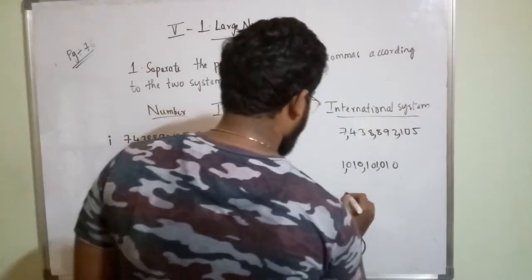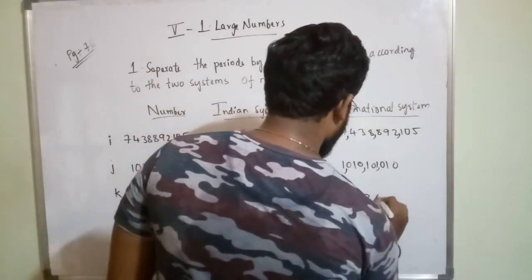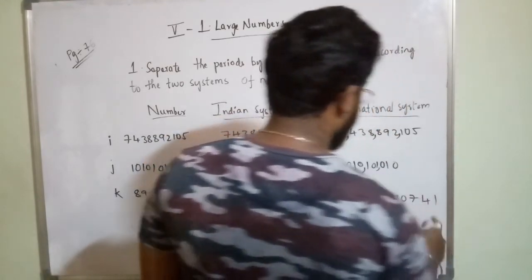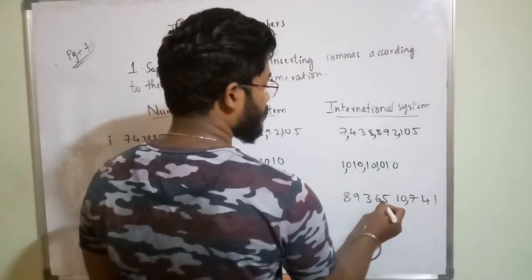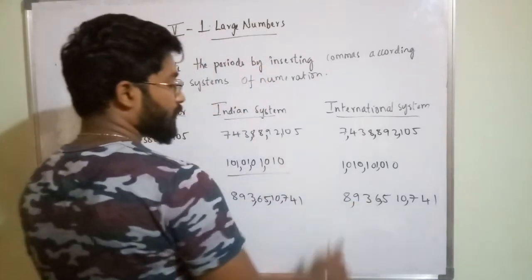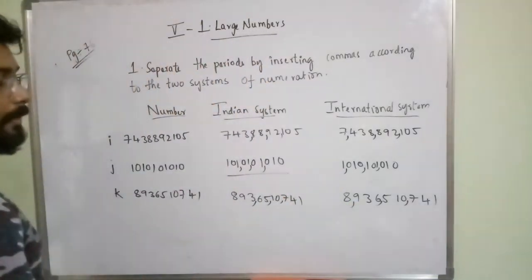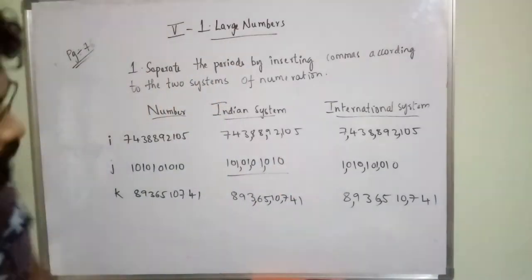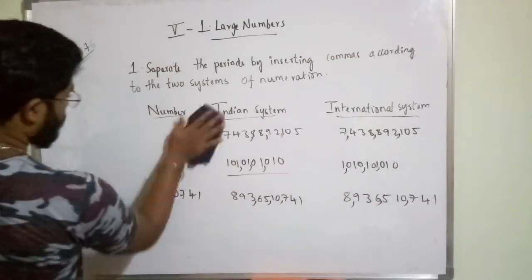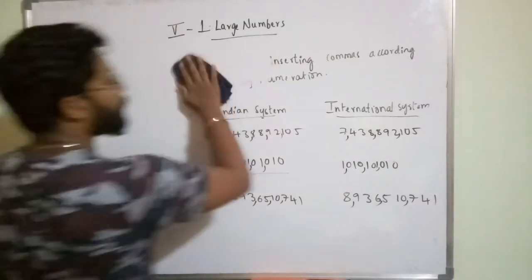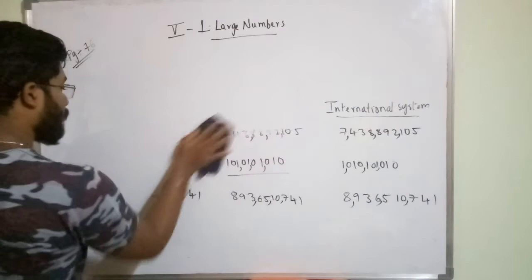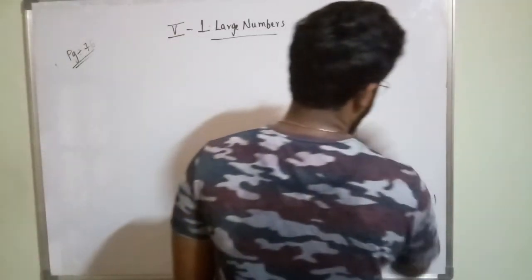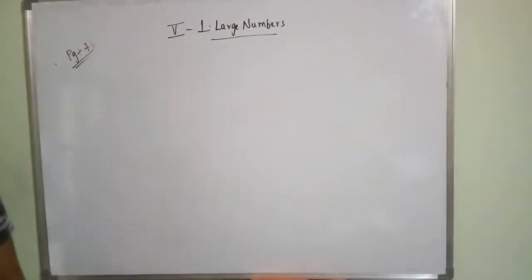So the same number I will represent in international system. Okay, so after 3 digits 1 comma, after 3 digits 1 comma, after 3 digits 1 comma. 8,936,510,741 is the number. So we have completed this first bit, the representation of the given numbers in Indian and international system.